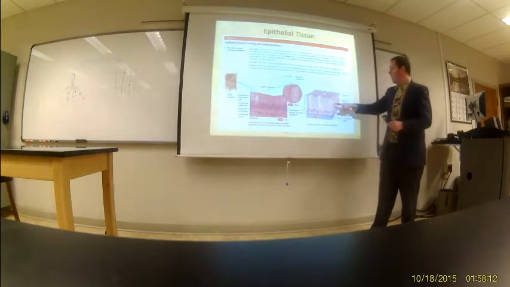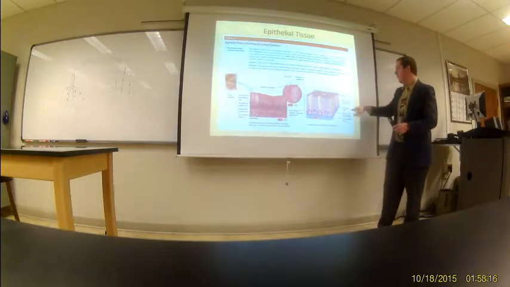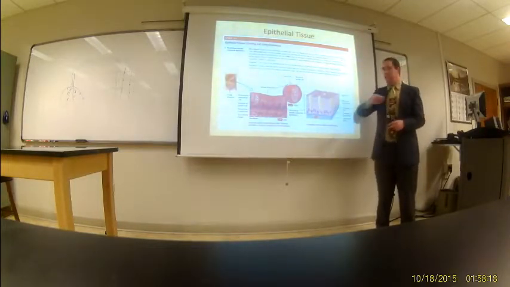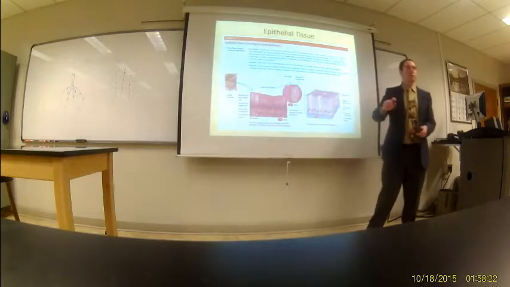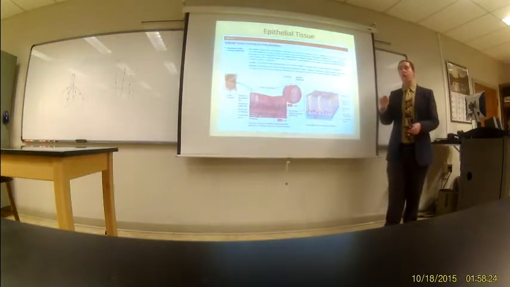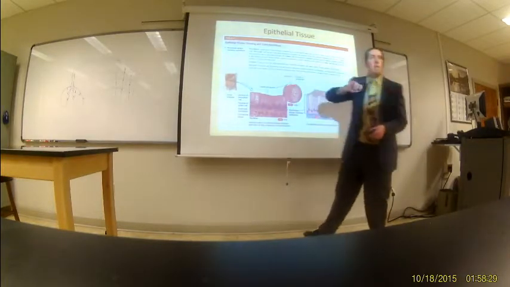Mixed in here are these yellow cells. We'll see these again in the lab slide, but these are called goblet cells. Goblet cells make mucus, and they're almost always found in simple columnar epithelium.